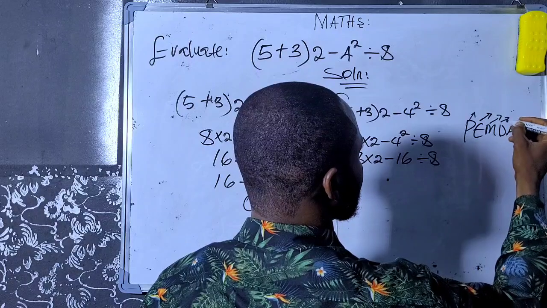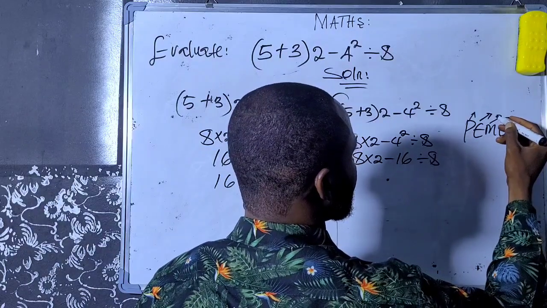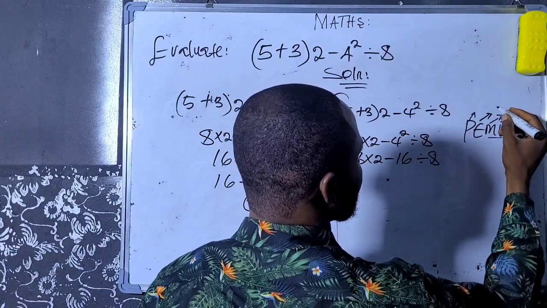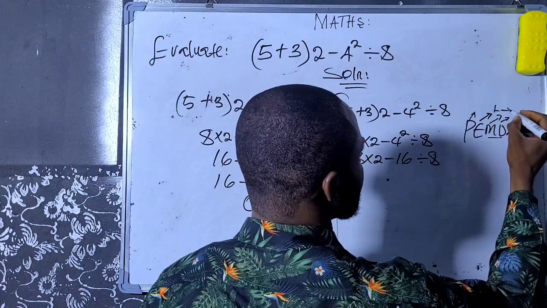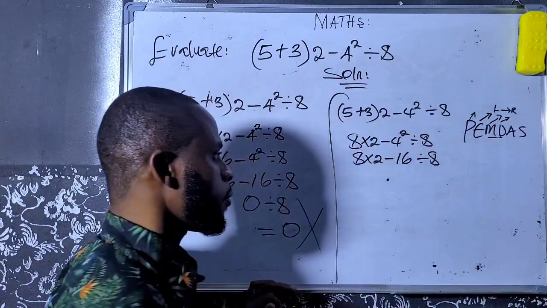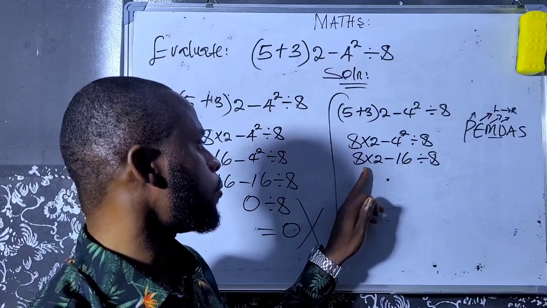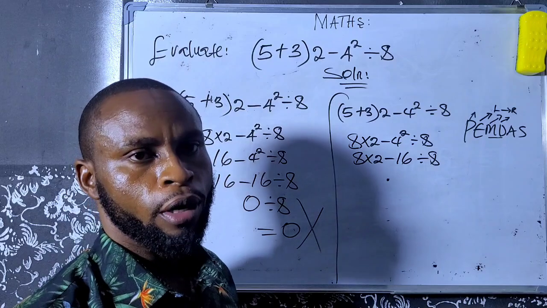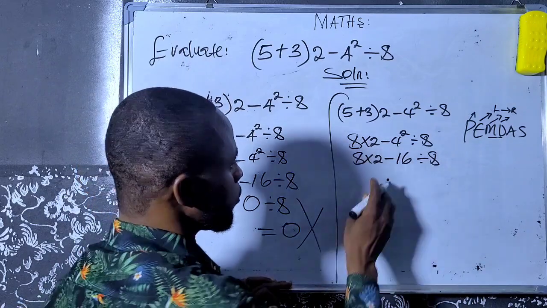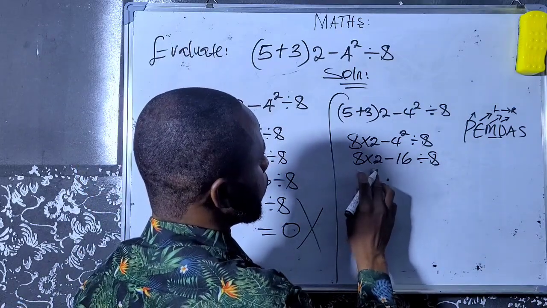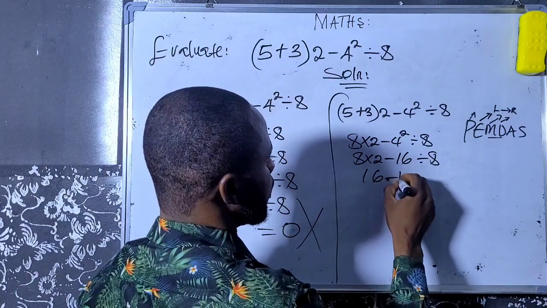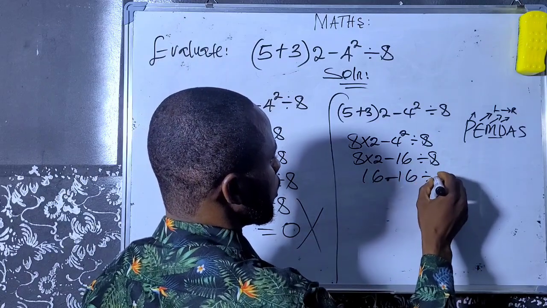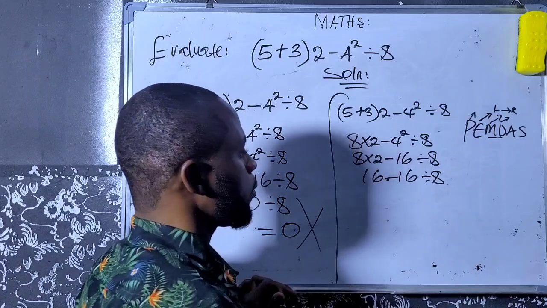We have multiplication and division, and these two are in the same order. We move from left to the right. But if we first of all have multiplication here, then we are going to take out multiplication. 8 times 2, that gives us 16, minus 16 divided by 8.